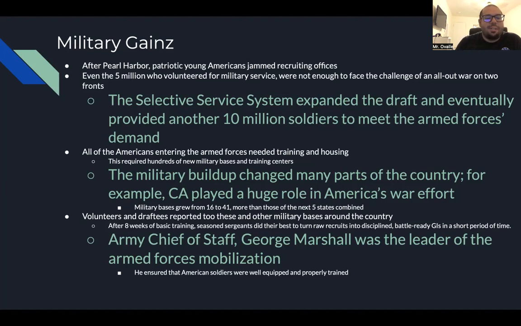Volunteers and draftees reported to these and other military bases across the country. After 8 weeks of basic training, seasoned sergeants did their best to turn raw recruits into disciplined, battle-ready GIs in a short period of time. Army Chief of Staff George Marshall, that name will become a bigger important part later on in the war, was the leader of the armed forces mobilization. Again, mobilization means getting ready for war, and he ensured that all American soldiers were well equipped and properly trained.